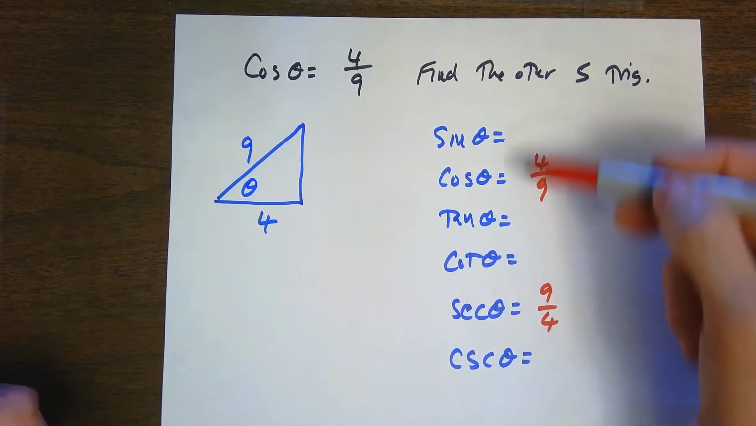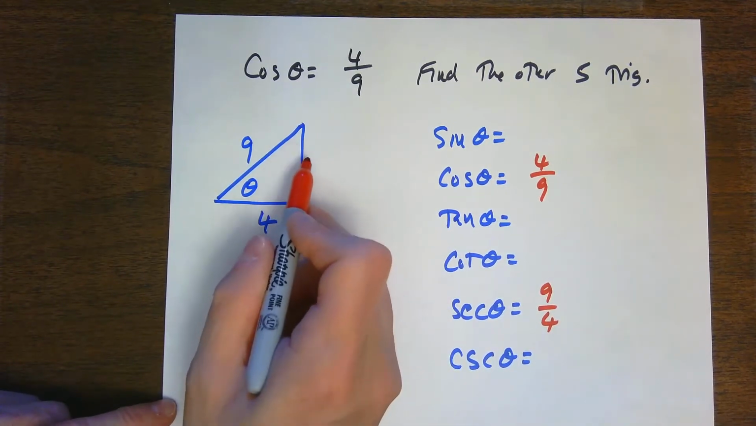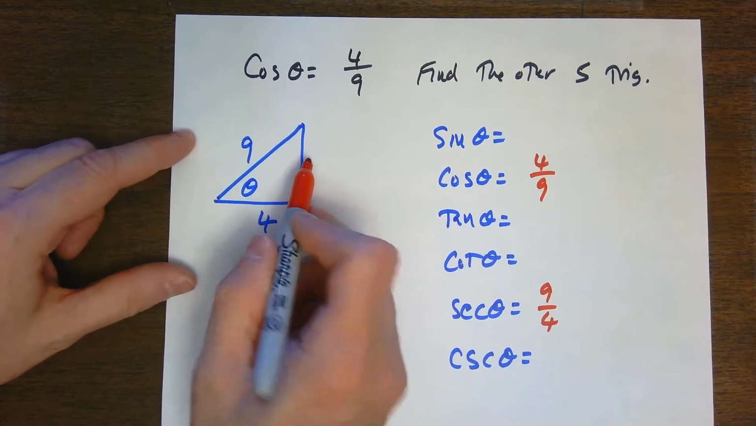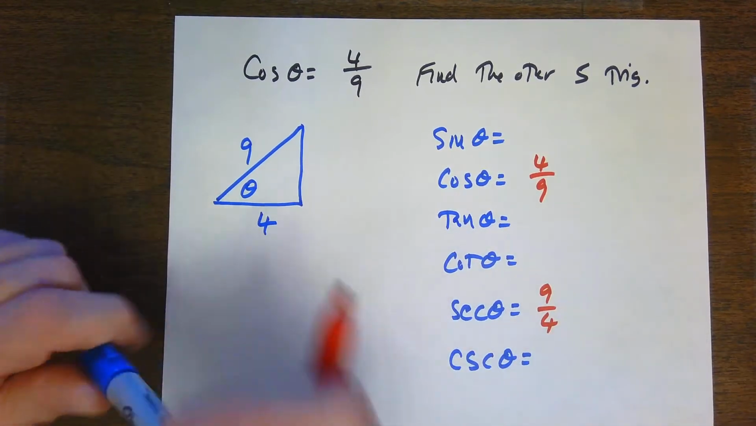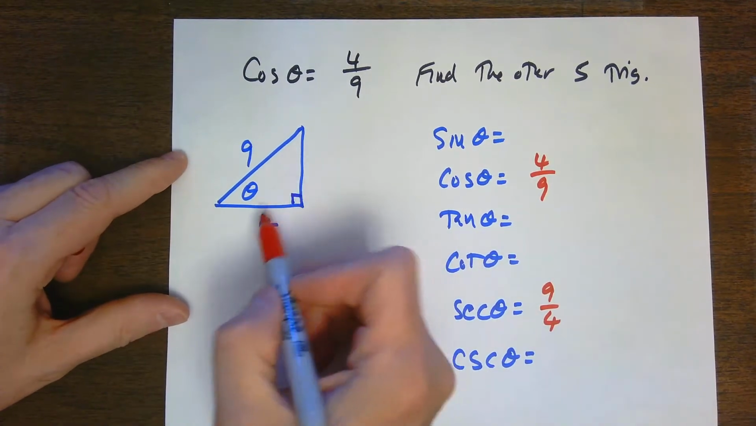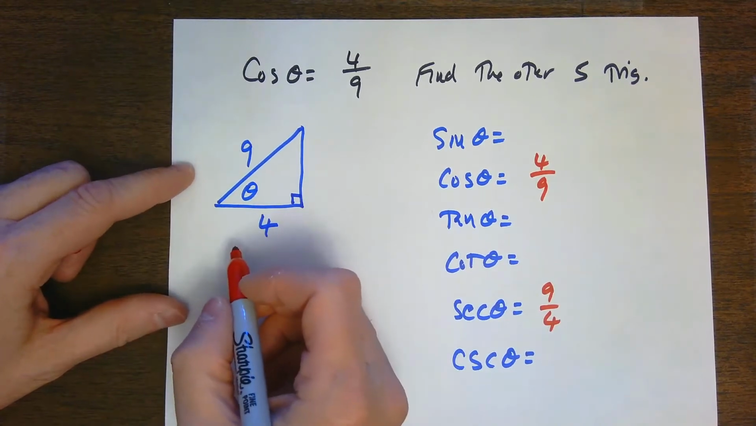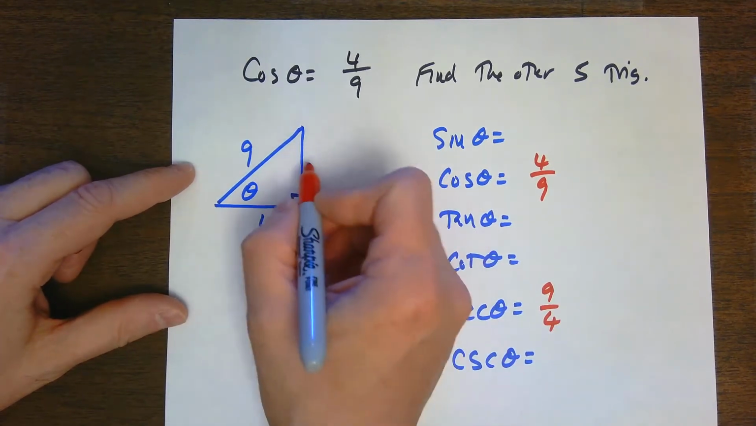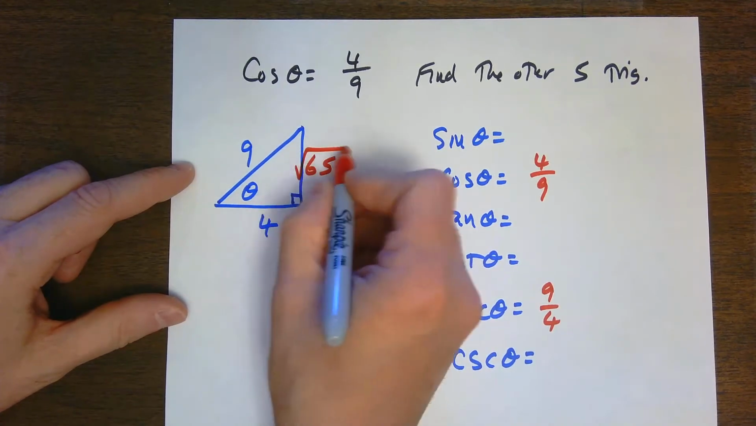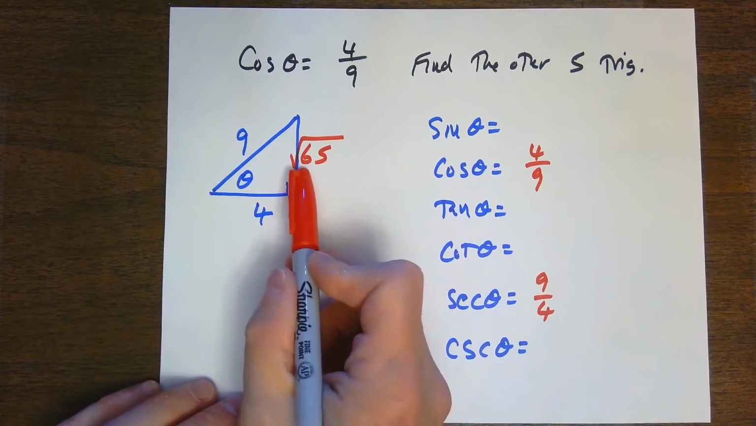Now, all of these other trig functions rely on using the opposite in one way or another, so I have to find the opposite here. This is nice, well-behaved right triangle trigonometry, so we know a squared plus b squared equals c squared. 81 minus 16 is 65, so the opposite side is the square root of 65. I use the Pythagorean theorem to find this other side.